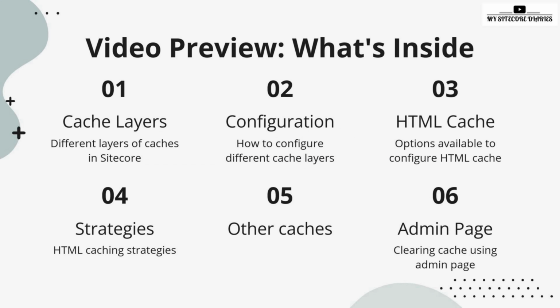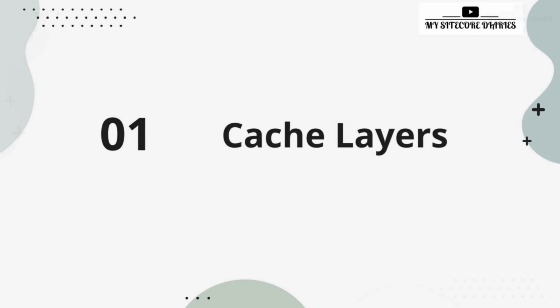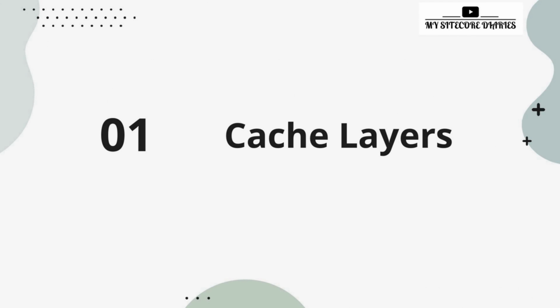So let's start now. Now let's see the first topic. What are the different cache layers in Sitecore?